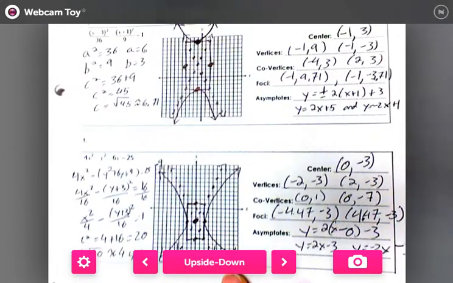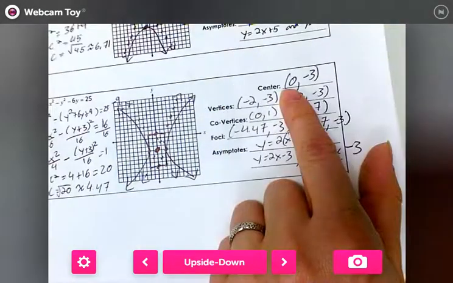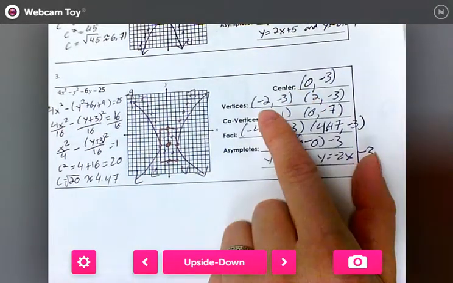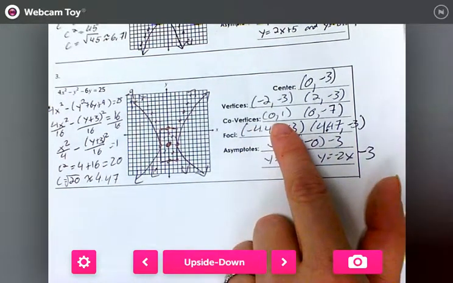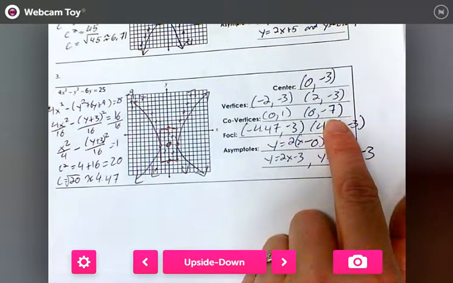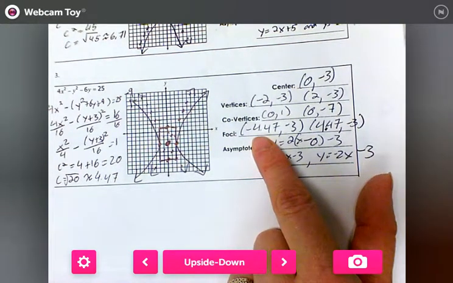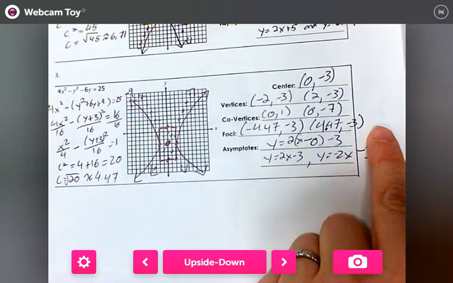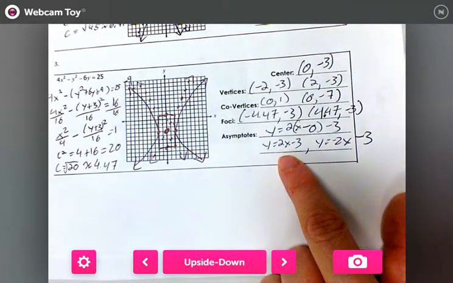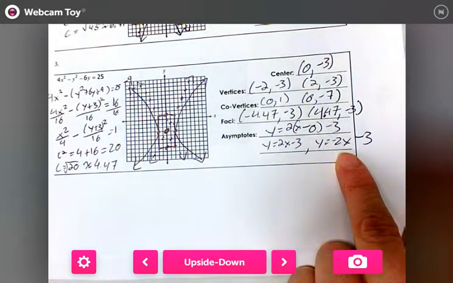Number 3. Center is 0, negative 3. Vertices are negative 2, negative 3, and 2, negative 3. Co-vertices are 0, 1, and 0, negative 7, excuse me. I don't know why I said negative 1. Focus points are negative 4.47, negative 3, and 4.47, negative 3. One's negative, one's positive. And my asymptotes are y equals 2x minus 3 and y equals negative 2x minus 3. Is there any of those you would like me to look at again?